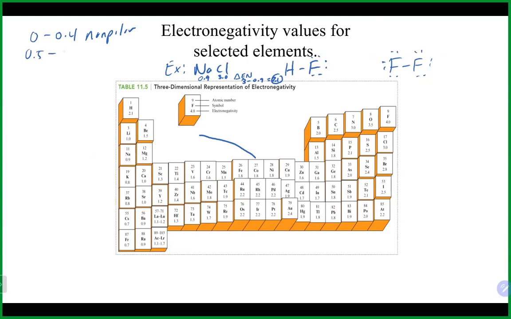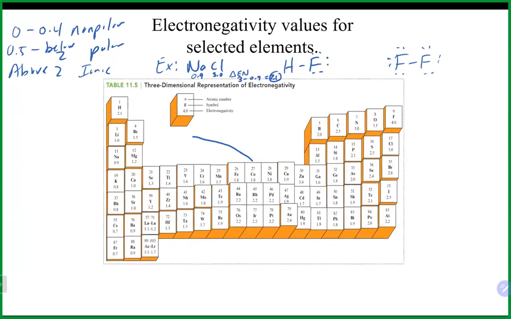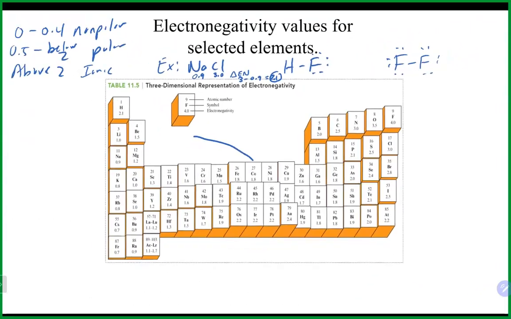Basically 0.5 to below 2 is polar, and above 2 is ionic. So we would see here at 2.1, we would obviously be ionic, which is what we would expect. Once again, you don't really even need the values to do that because simply it's a metal and a non-metal.